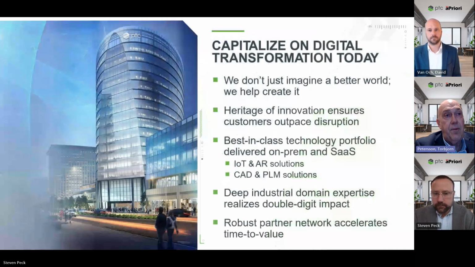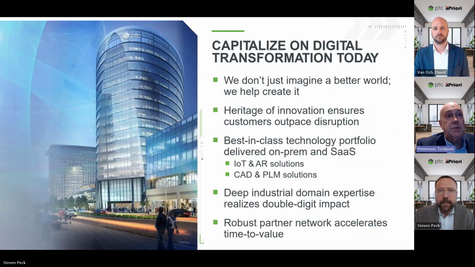All right, perfect. So a little bit short about PTC for those who don't know about us. We are a global software company with a headquarters in Boston, and we provide market-leading solutions on IoT, augmented reality, PLM, CAD, SLM, and ALM through the digital thread to help companies to accelerate their digital transformation. Now over to you, David.